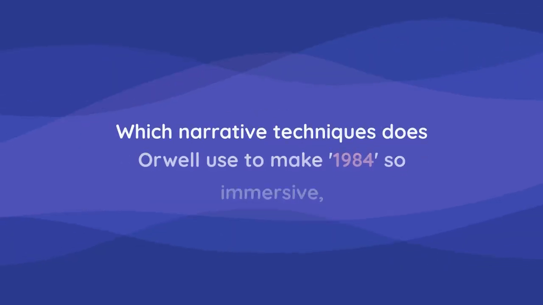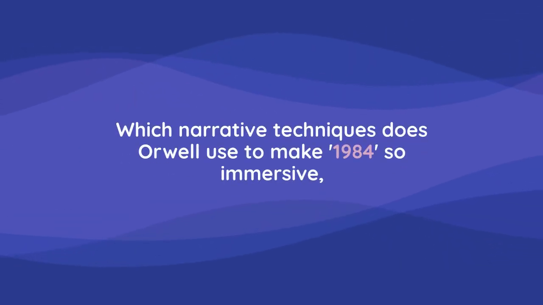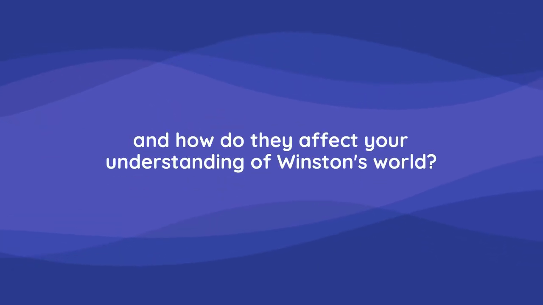Try to answer the following question. Which narrative techniques does Orwell use to make 1984 so immersive? And how do they affect your understanding of Winston's world?